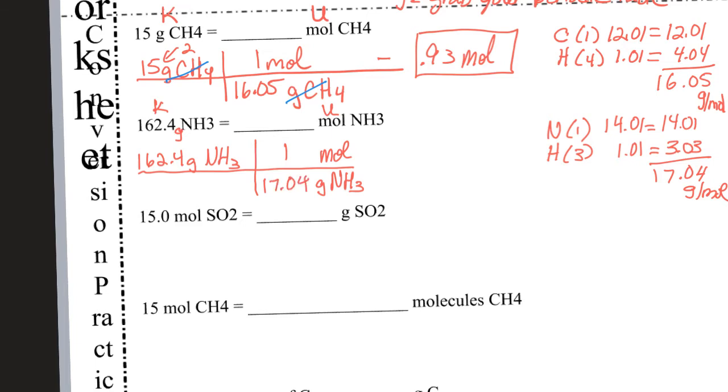17.04 grams per 1 mole. Cross off my units, and I'm left with moles, which is what I need in my answer. I'm ready to put it in the calculator, and it's going to be 162.4 divided by 17.04. And that's going to give me a total of, now I'm going to need four significant figures here.